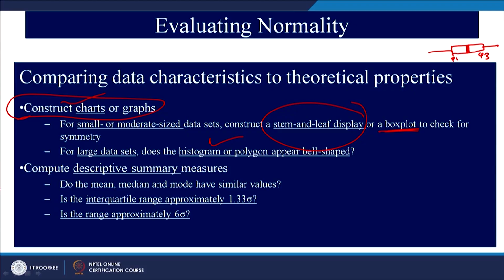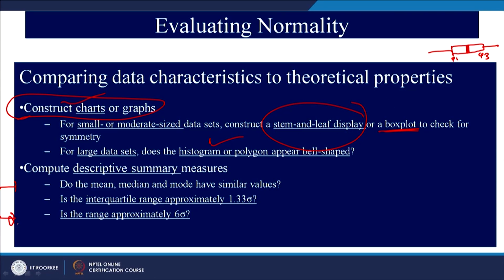But a better solution would be to compute descriptive statistics of the data set. If you get mean, mode and median equal, then of course it would be normally distributed data. If IQR is equal to 1.33 standard deviation, it would be normal data. If range is equal to 6 standard deviations, where range is the difference between maximum and minimum, this will also give you an idea about the normality of data.